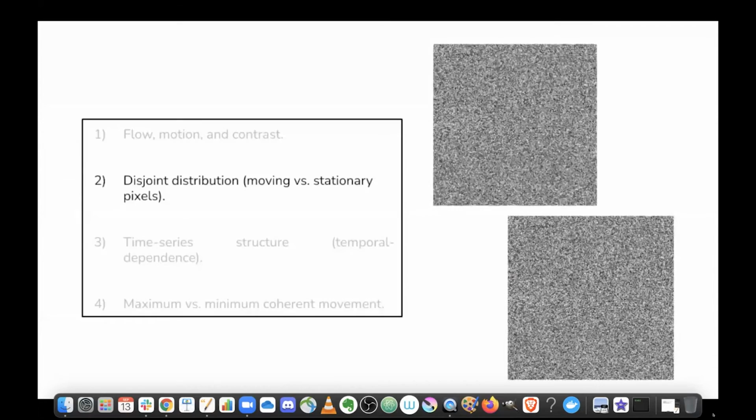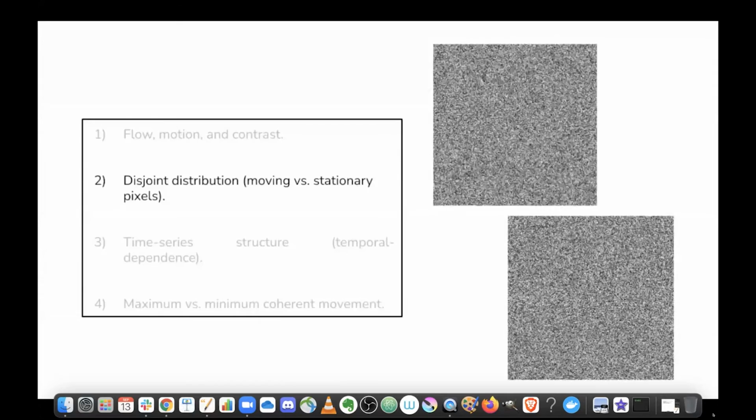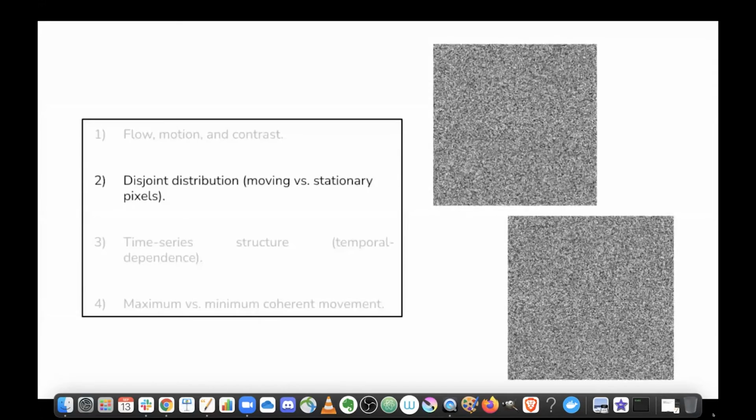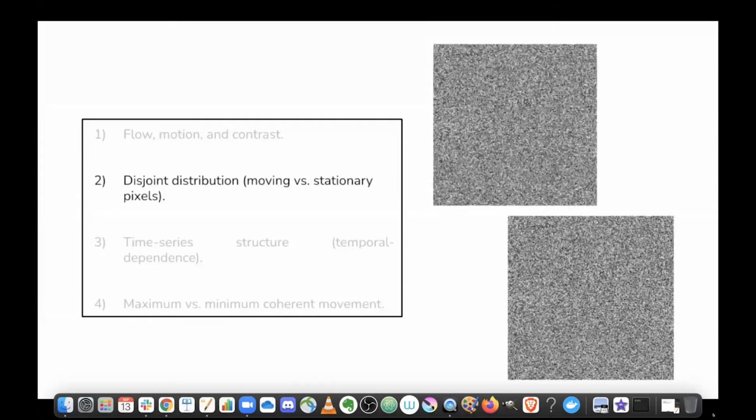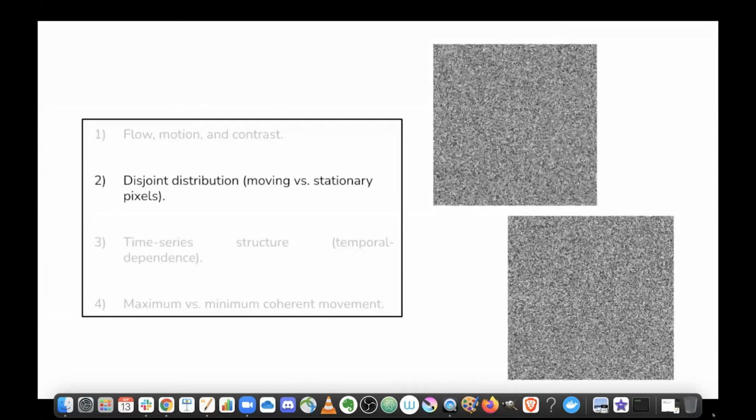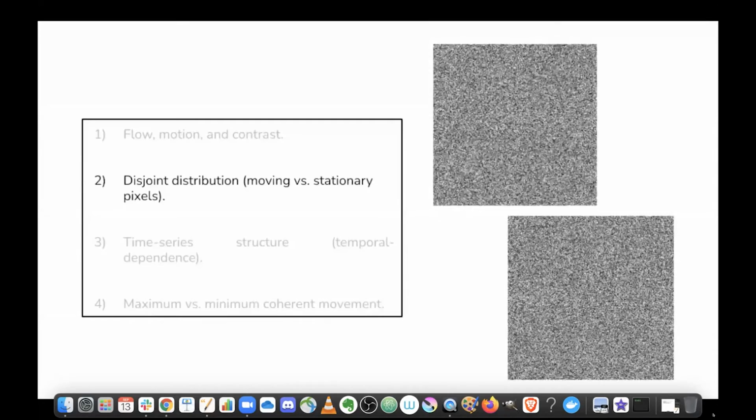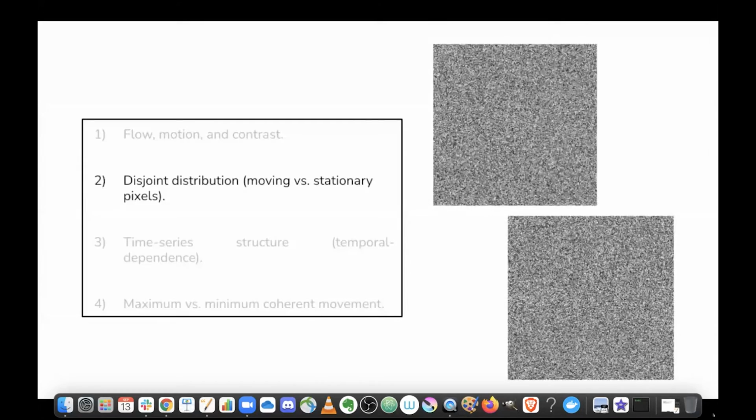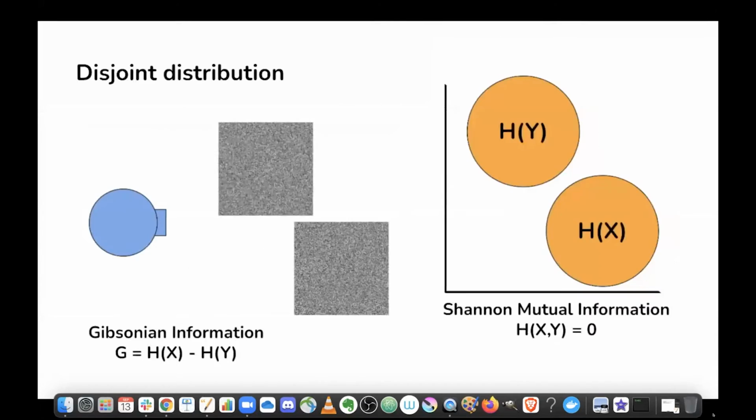So there's differential information in terms of movement. These static pieces, they are not moving around. It's just that different parts of the scene are changing their state, or there may be some motion, but you have to interpret it with respect to the static view. So you have these moving versus stationary pixels, and this is how disjoint distribution is calculated. It's calculated as the difference between the two scenes.